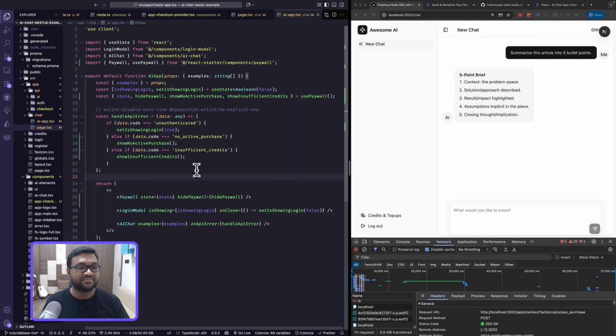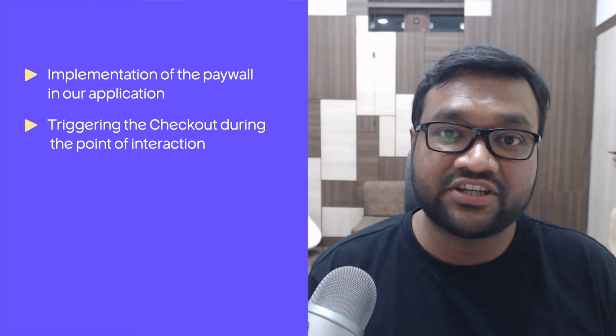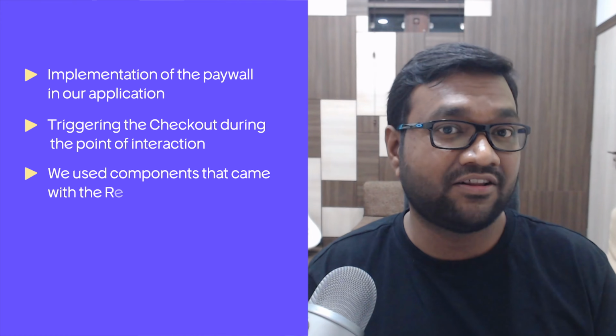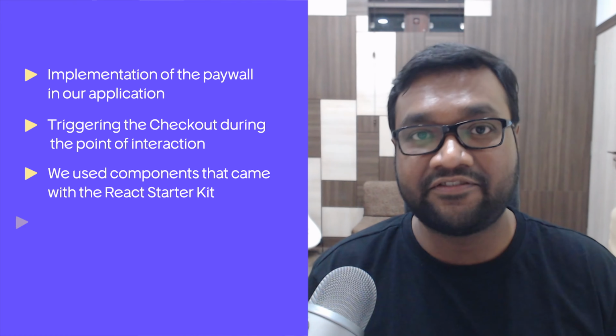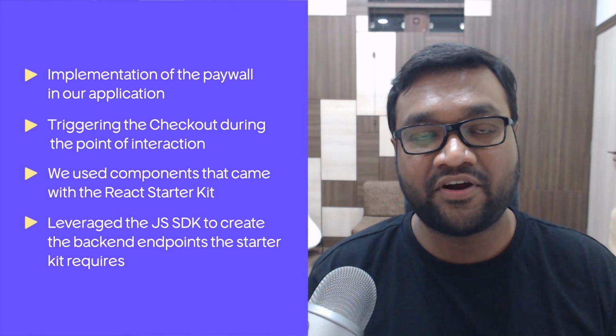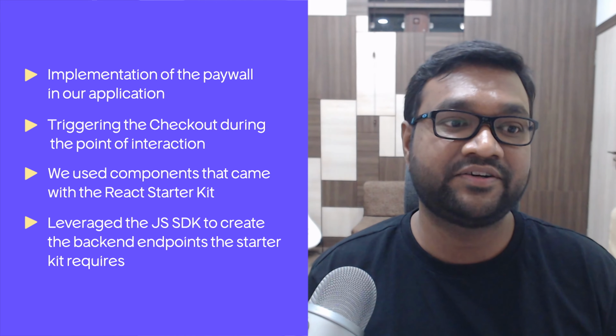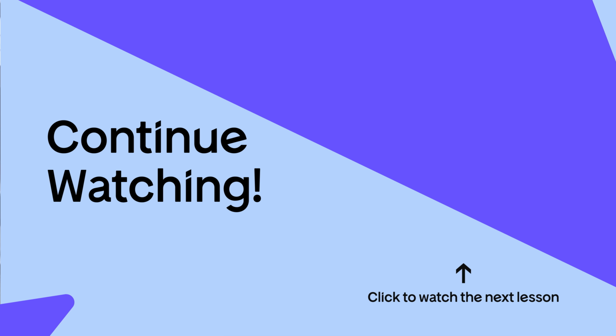So this concludes the implementation of the checkout and paywall into our application. So we learned how to embed the paywall at any point of our application, how to trigger the checkout during interaction, and we did all this by using components that came with the Freemius starter kit. We leveraged the JavaScript SDK to implement the API endpoints or the backend implementation the starter kit requires, and that was it. Now in the next video, we will see how to embed a fully working customer portal into our application.